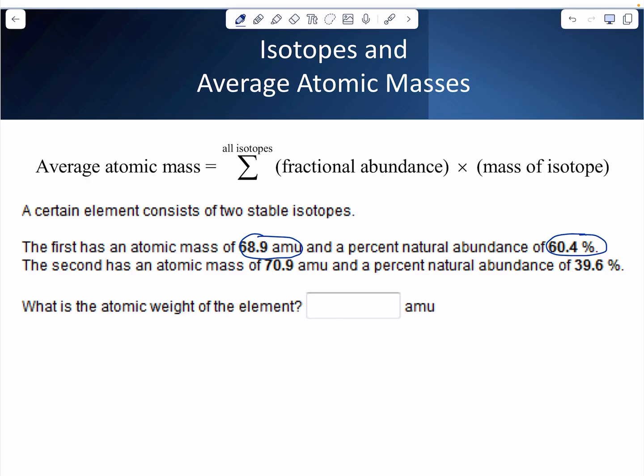Okay, so 60.4 parts out of 100 parts gives us 0.604. Okay, so our second one has a mass of 70.9 and an abundance of 39.6. So that's 0.396. Okay, so the atomic weight, the average atomic mass of the element, is going to be 0.604 times 68.9 AMU plus 0.396 times 70.9 AMU.